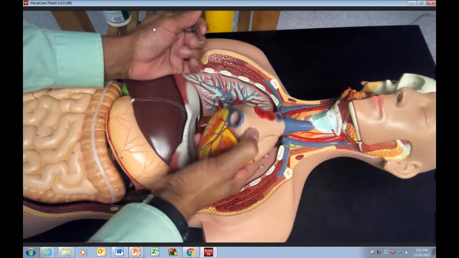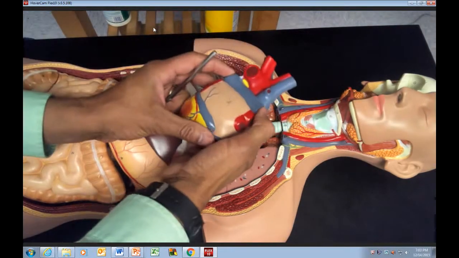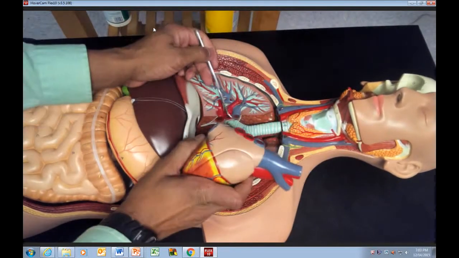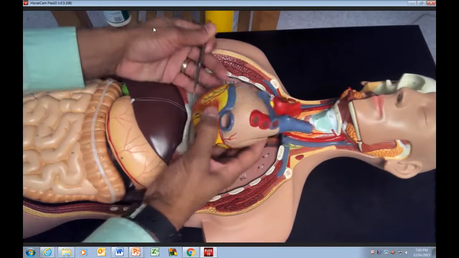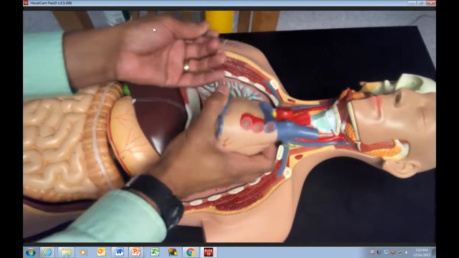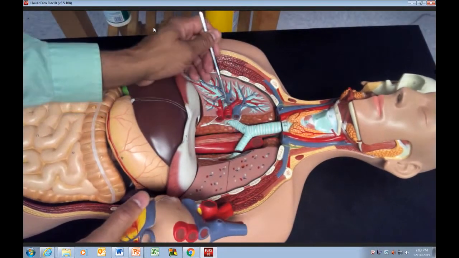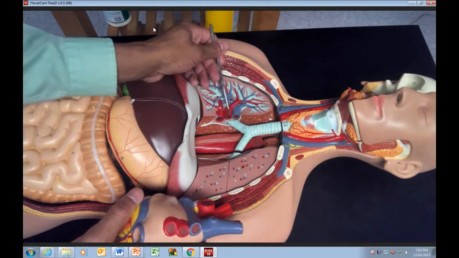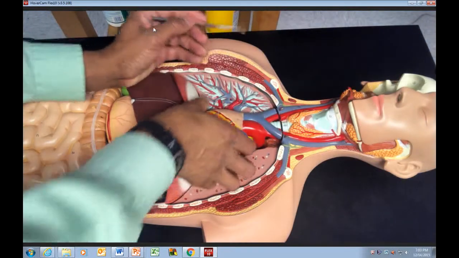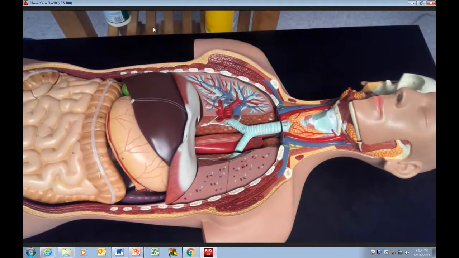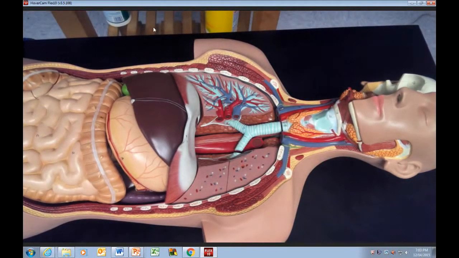Coming off the heart, let's follow the trunk, moving here. So here's your right and left. This is the right pulmonary artery. Now returning to the heart are going to be your right and left, superior and inferior pulmonary veins. Okay, so I'm going to move the heart over here, and let's work up, then we'll come back. I'm going to reposition this in a second.